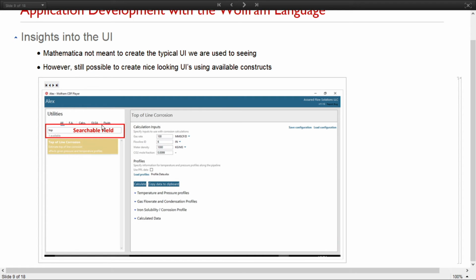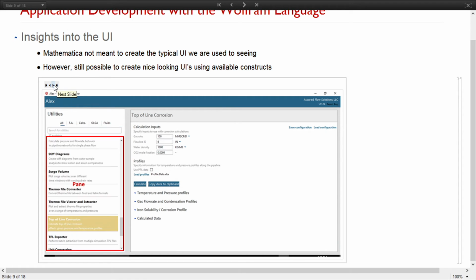And then over here, that searchable field that I mentioned before. And then just a pane here with a column of buttons in each one. If you click it, it sets the appropriate utility that you want to view.